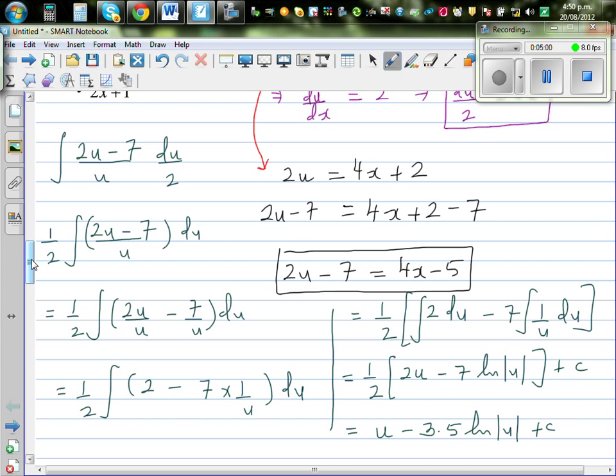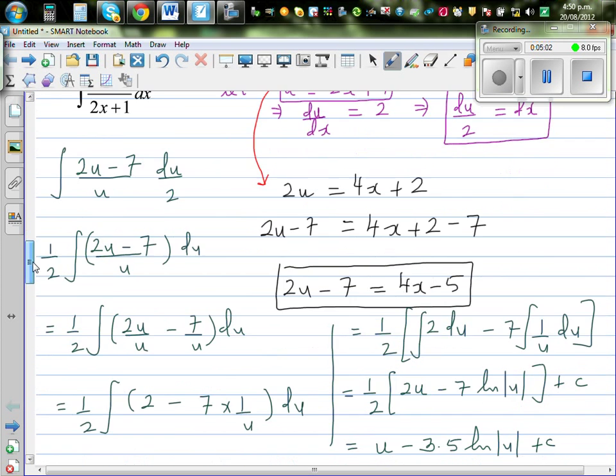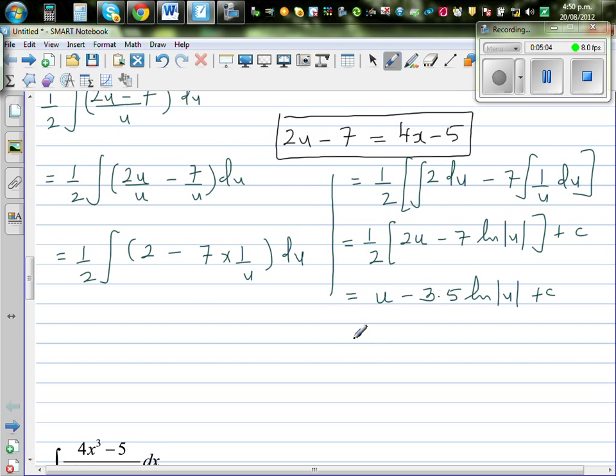So to put back my u, which is 2x plus 1, my final answer is 2x plus 1 minus 3.5 times natural log of 2x plus 1 plus c.